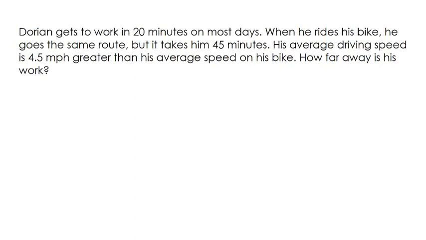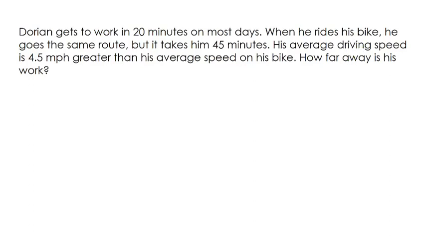Let's look at another example. It says Dorian gets to work in 20 minutes on most days. When he rides his bike, it takes him the same route, but he goes 45 minutes. So it takes him longer on a bike. I think that's common sense. His average driving speed is 4.5 miles per hour greater than his average speed on his bike. How far away is his work? Well, once again, we're going to do this just like we did the last problem, except now instead of having two different people, what we're comparing is Dorian's rate on his bike versus Dorian's rate whenever he's driving his car.